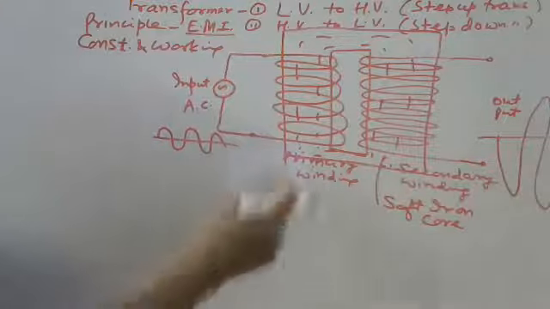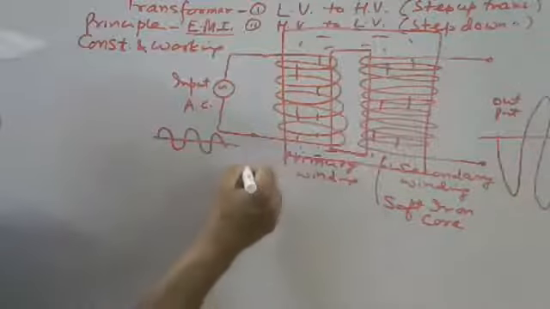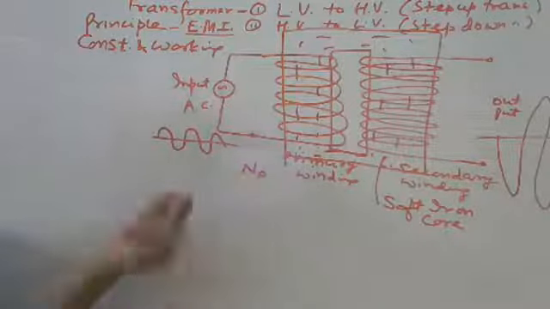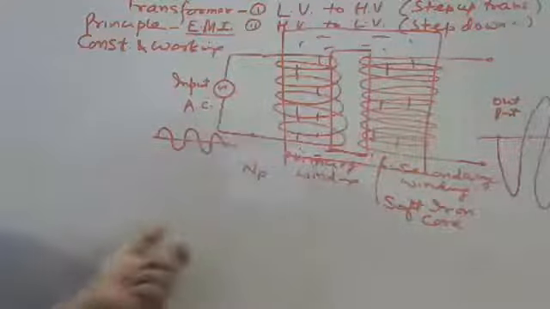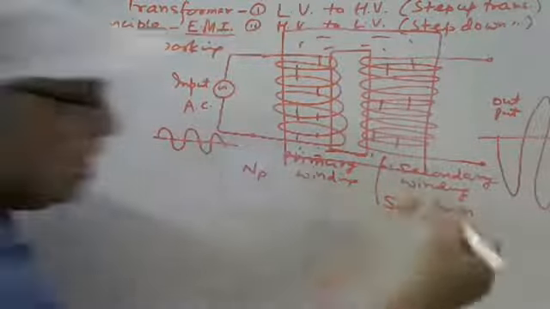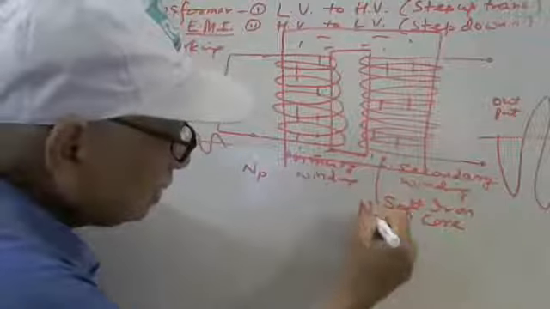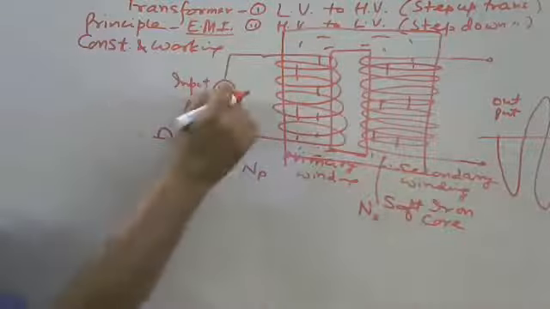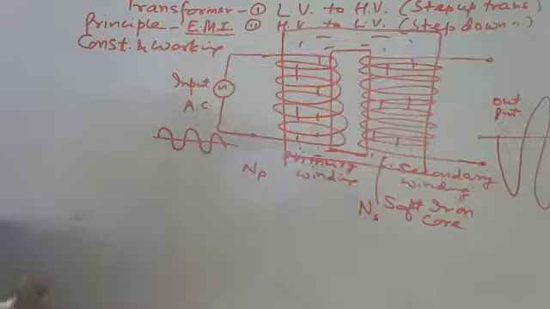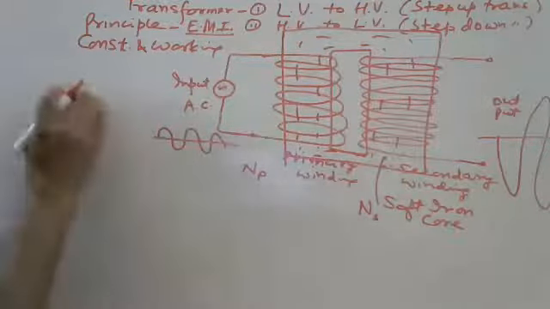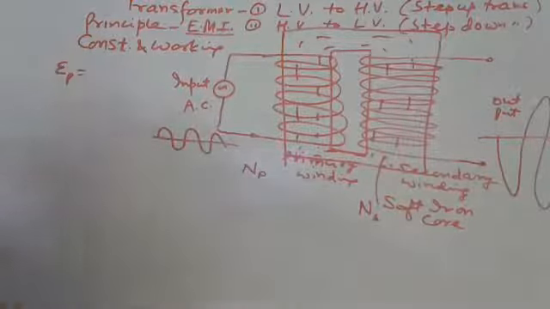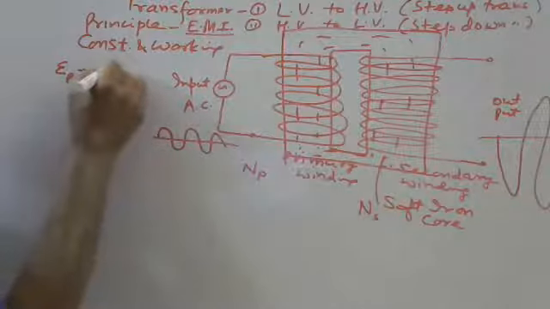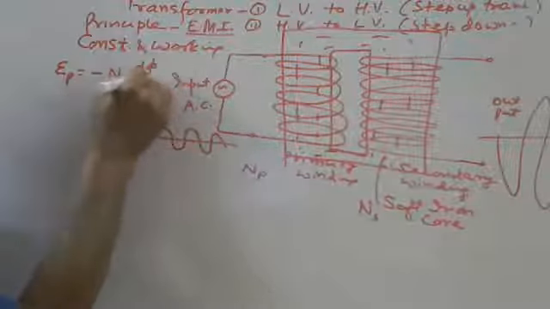So this is the primary. The number of turns in the primary is NP. N stands for number of turns, P means primary. So NP means the number of turns in the primary, and here NS is the number of turns in the secondary. What is the formula of EMF? The EMF formula is, we are writing here, EP. What is EP? It is the voltage developed in the primary, and it is NP d phi by dt.